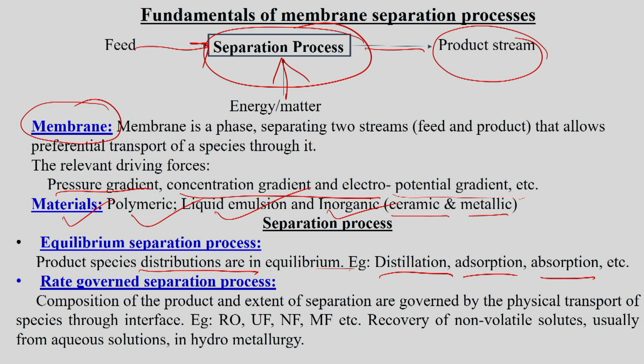But now in membrane separation processes we will be learning something different, that is rate governed separation processes. Composition of the product and extent of separation are governed by the physical transport of the species through the interface. Examples are reverse osmosis, ultrafiltration, nanofiltration, microfiltration, etc. and recovery of non volatile solutes, sometimes from aqueous solutions in hydrometallurgy. These are all rate governed separation processes. Their equilibrium is not established at all.